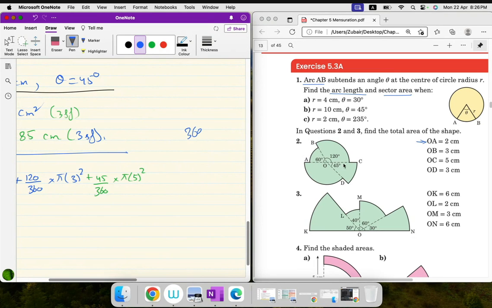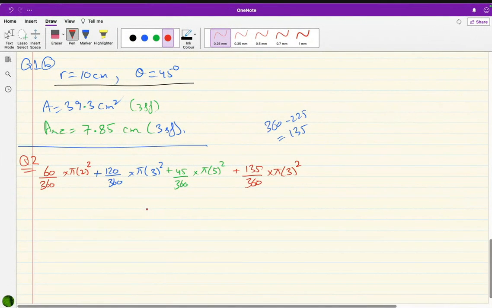So I'll solve for the angle first. That is 360 minus all of these 3, which is 60 plus 45 plus 120. It leaves me with 225. So 360 minus 225, I'm getting 135. So the remaining one is angle by 360 into pi, and the radius is again 3, r squared. We're done with the basic step. Now just the simplification.